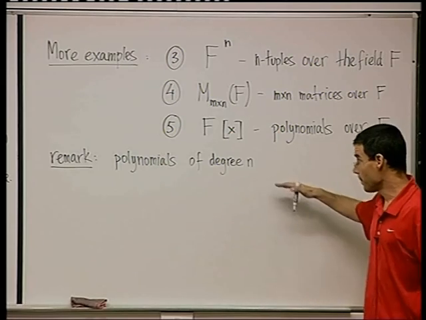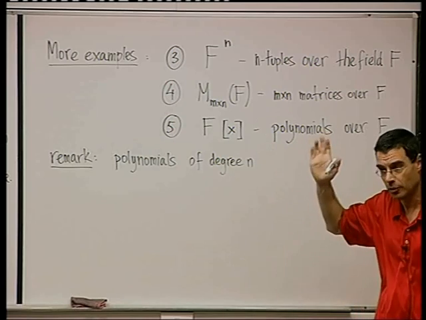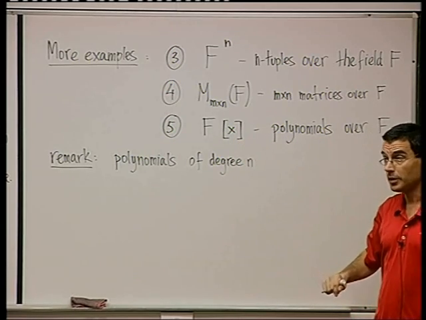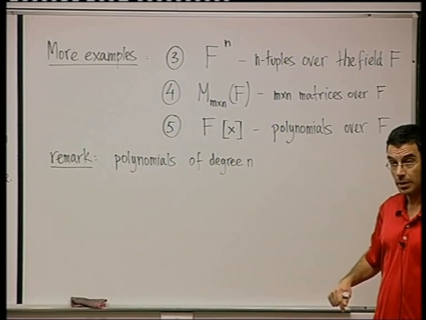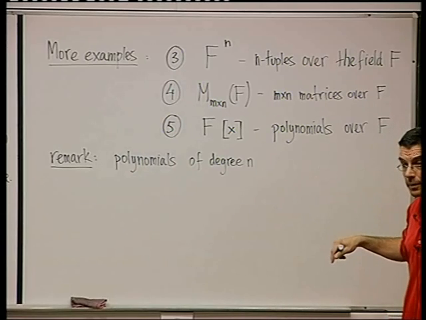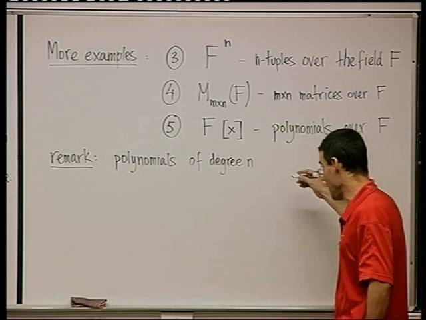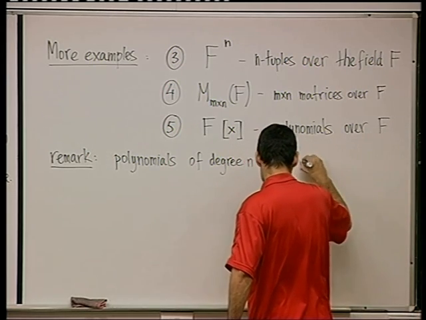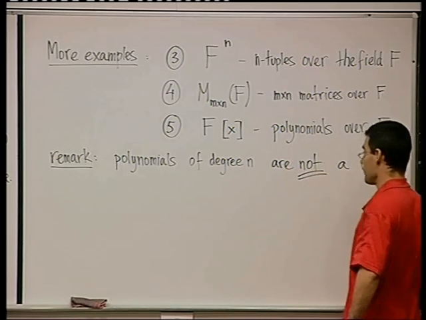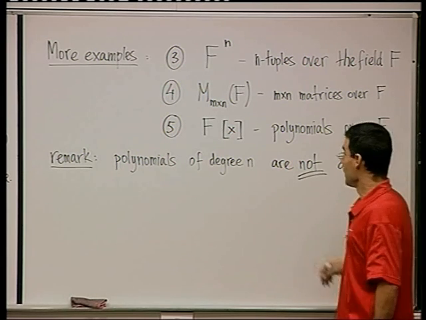So some of the properties of being a vector space fail. 0 is not there. And you can add 2 of them and get a polynomial of a different degree. So closure for addition fails. So these are not a vector space. Good? Clear? Okay.